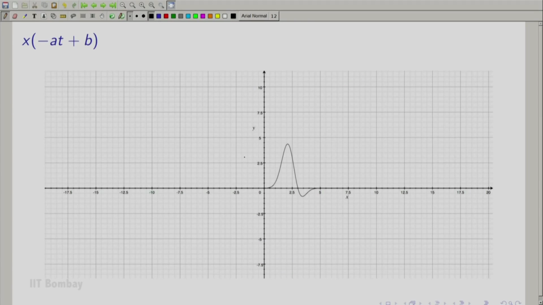So Pratik, do we apply scaling first or shift first? Yes, before answering that question I would like to show you another graph. So this is the graph of x of minus at plus b. As you can see here, b is positive, as I remind you again, b is positive. However, the graph has shifted to the right and not to the left.